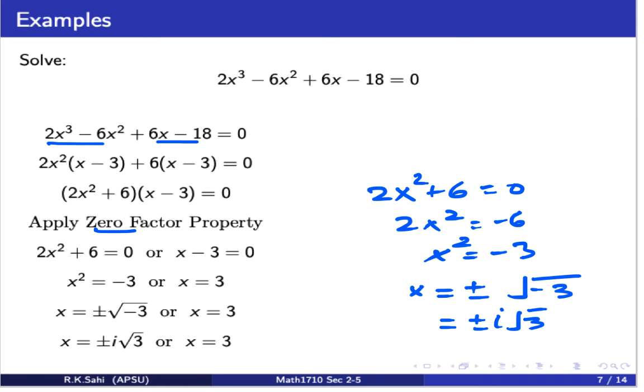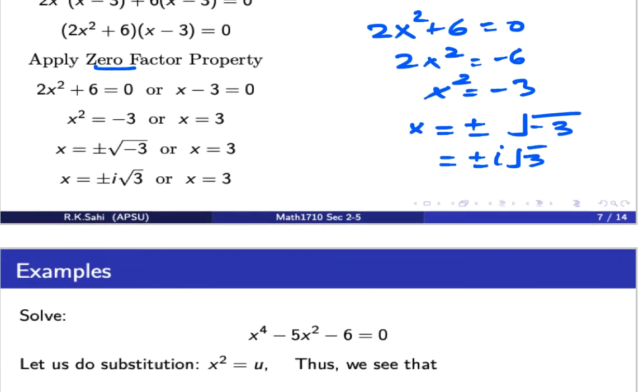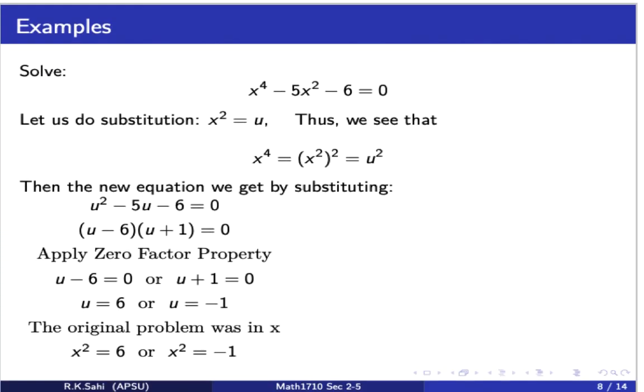Let's look at one more example in the solving of polynomials of degree 3 or higher. Now, this is a polynomial here which is of degree 4. x to the 4 minus 5x squared minus 6 equals 0. Now, when we look at this one, it's not that easy to solve. But if we do some substitution and make it to a simpler kind of a problem, we are all comfortable, like the quadratics.